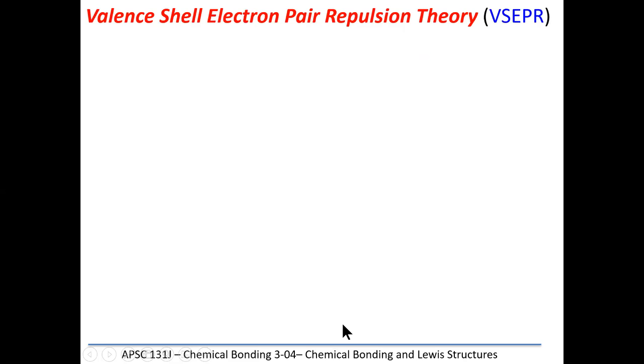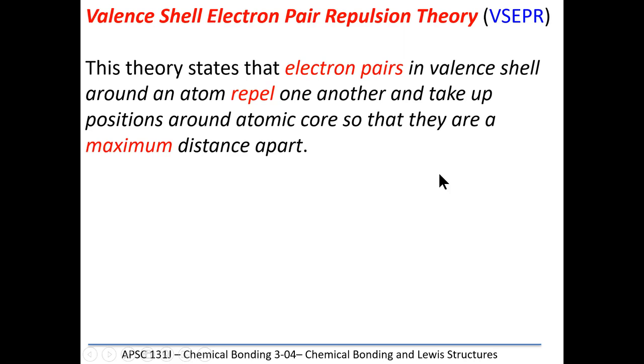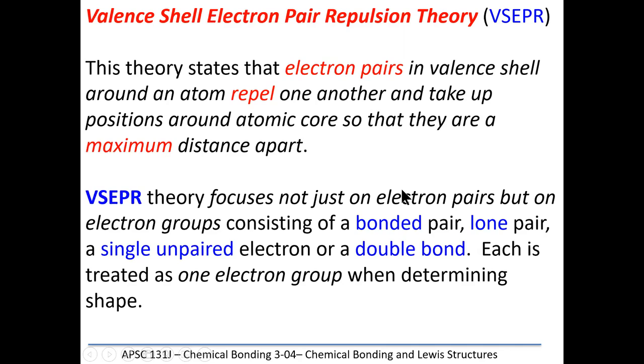And what it assumes is that the electrons repel each other and this repulsive effect determines the shape of a molecule. So electron pairs will try to achieve the maximum distance apart, and you can get that kind of shape if you've ever tied balloons together. So when we use VSEPR theory, we're not just focused on one electron pair, but all the electron pairs, not just the bonded pairs, but the unbonded pairs as well. And if it's a double bond, we're going to assume the double bonds have the same kind of repulsion as a single bond.